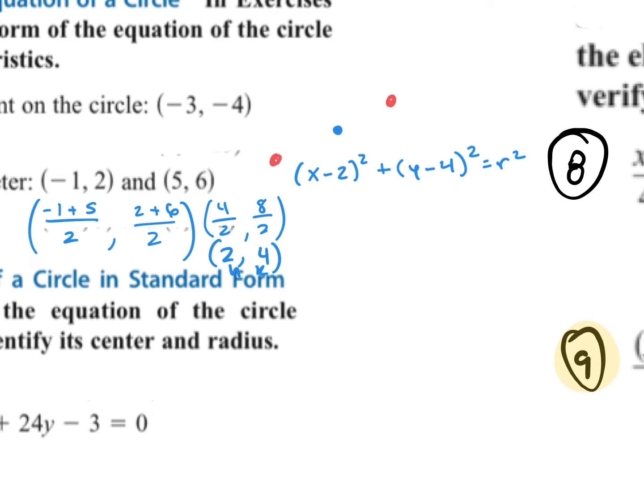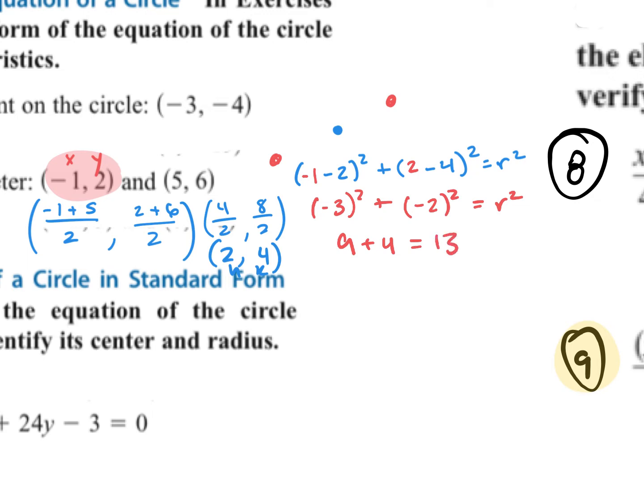Now how can I find r squared? You plug in one of the endpoints. I can plug in one of the endpoints for x and y. It doesn't matter which one, I'll just pick the first one. So x would be -1 and y is 2. So this would be -3 squared plus -2 squared. So 9 plus 4 would be 13.